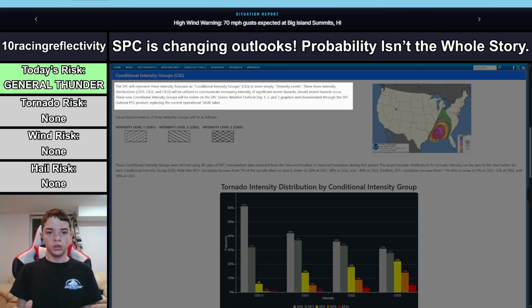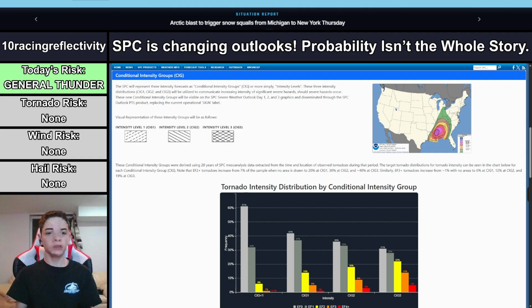These new conditional intensity groups will be visible on the SPC Severe Weather Outlook Day 1, 2, and 3 graphics and disseminated through the SPC Outlook PTS product, replacing the current operational sign label. Next, we are going to look at what the different intensity levels will look like.